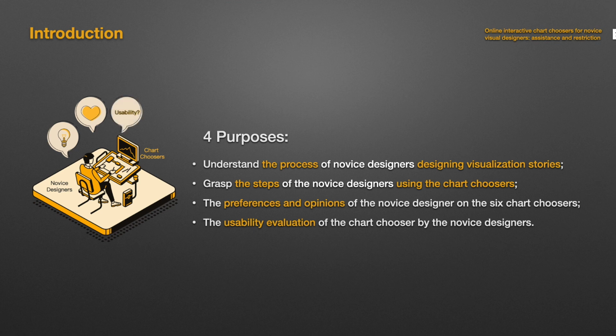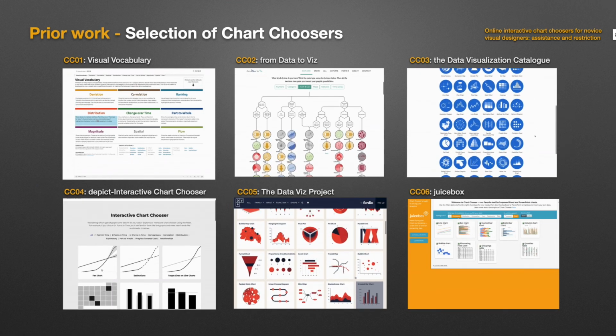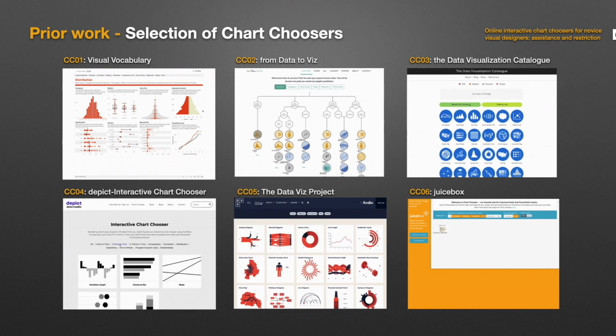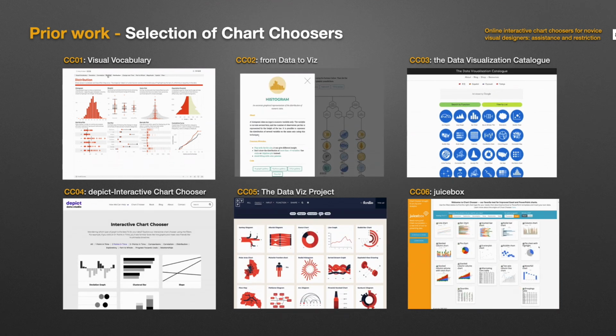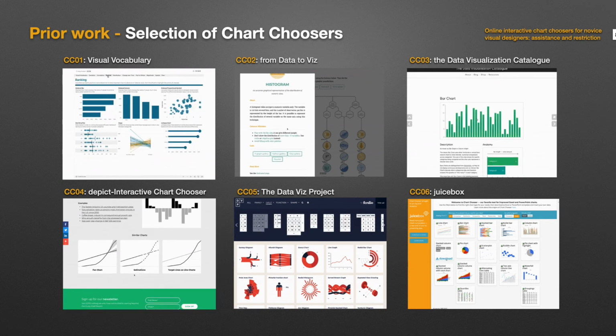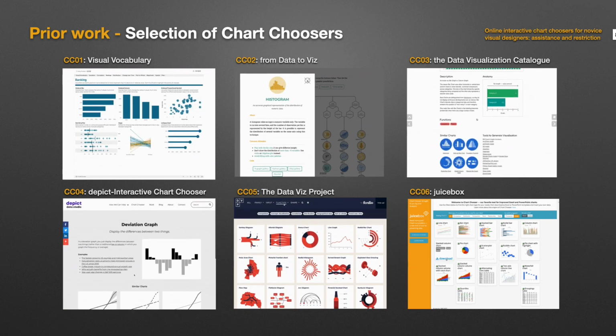The study collected 6 online interactive chart choosers from the data visualization communities: Visual Vocabulary, From Data to Viz, Data Visualization Catalog, Interactive Chart Chooser, the DataViz Project, and Juicebox. We call them CC01 to CC06 to simplify the names.